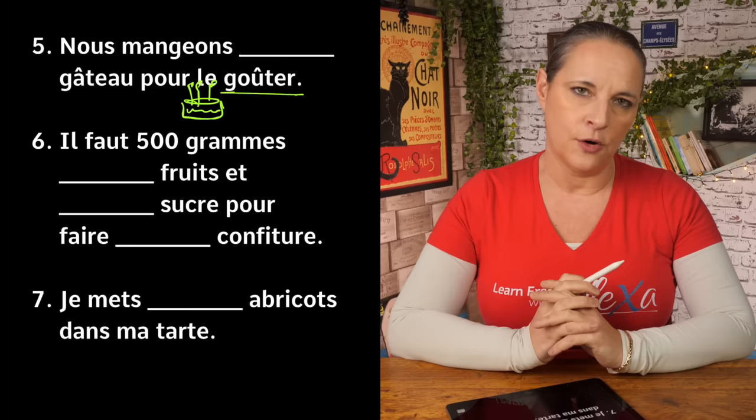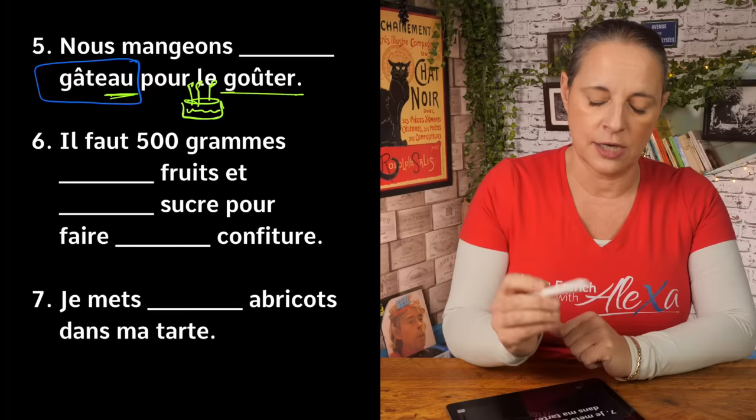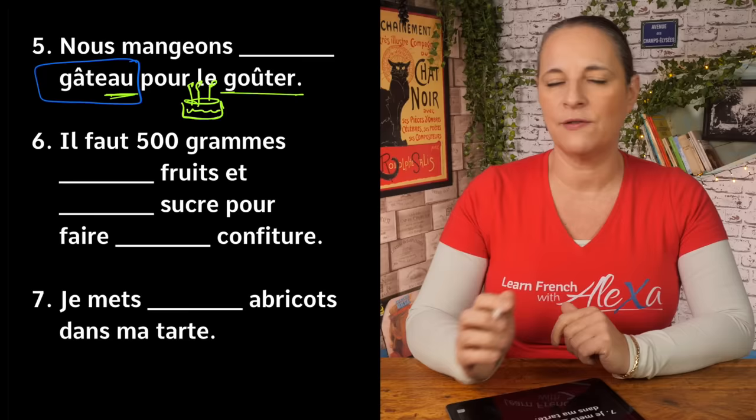Okay, now, gâteau. What's the gender of gâteau? Is it feminine, masculine? Well, here it doesn't have an E, so maybe it is likely to be masculine. So I'm going to put the gender masculine. Knowing that it is masculine and not plural and it doesn't begin with a vowel or an H, we put the partitive article du.